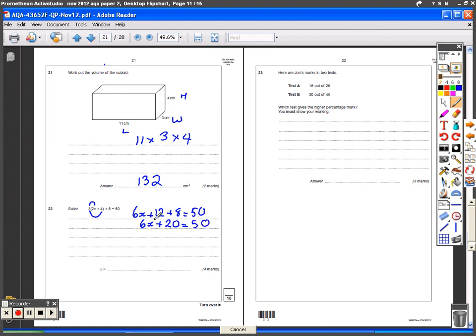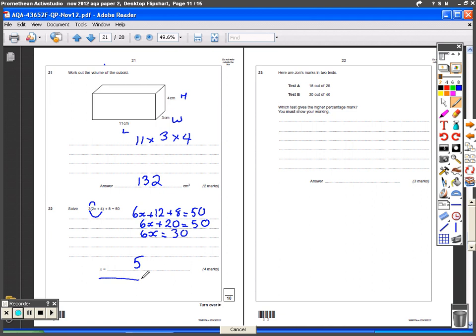Okay, now we just need x on its own, so we need to undo the plus 20 first. So 6x would be 50 minus 20, which leaves us with 30. And then this is a nice simple equation. 6 times something equals 30, but we know 6 times 5 equals 30. So x equals 5.